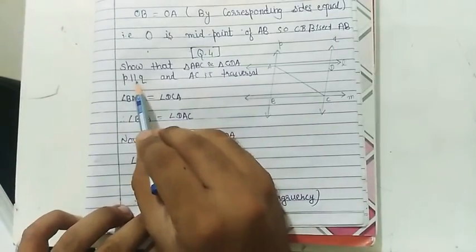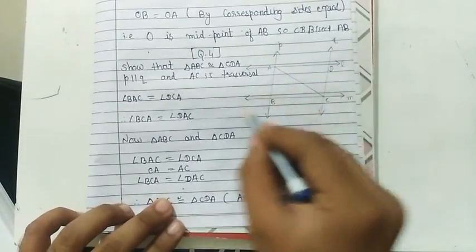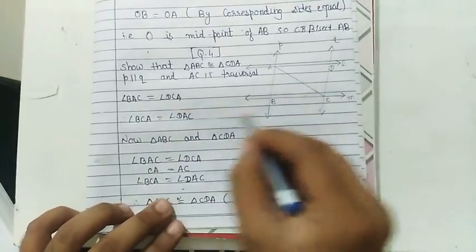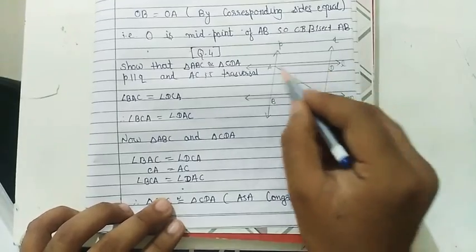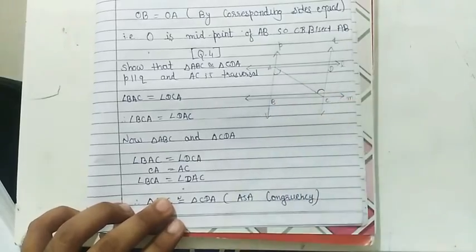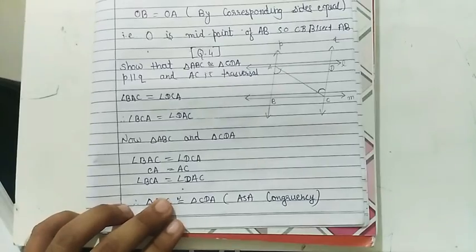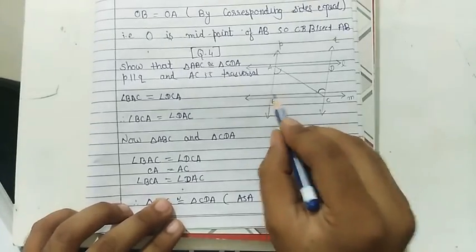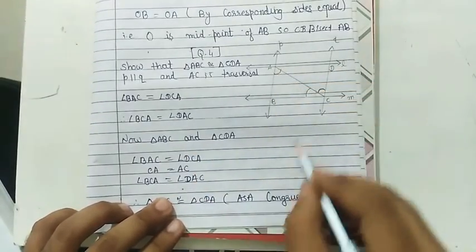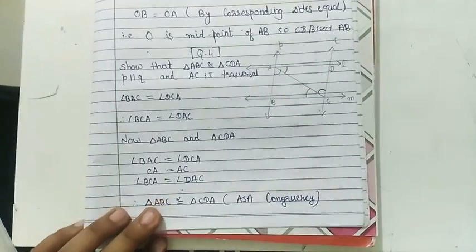Here P is parallel to Q and AC is the transversal. If we take AC as a transversal and these two are parallel lines, we can say that these angles are the same. So angle BAC and angle DCA, this angle and this angle, both are the same. Why? They are interior angles. And also angle BCA and angle DAC, this angle and this angle, both are the same, because they are also interior angles.